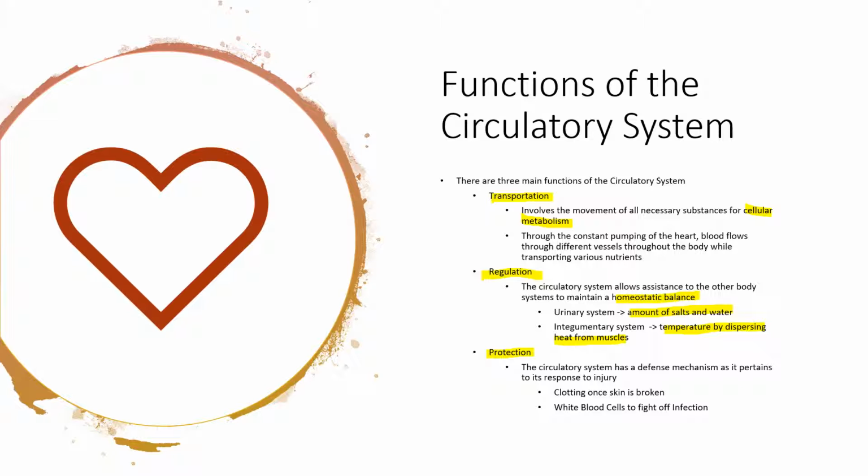Also, there's protection. The circulatory system has a defense mechanism as it pertains to its response to injury. Once the skin is broken, it almost immediately begins to attempt to clot to keep any blood from leaving the body and any other foreign substances from entering the body. But in the event that something foreign does enter the body, some form of infection, the white blood cells work almost immediately to fight it off.